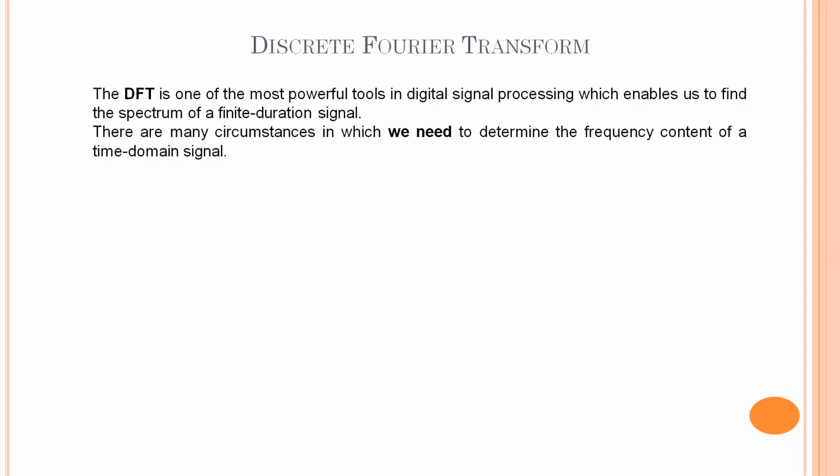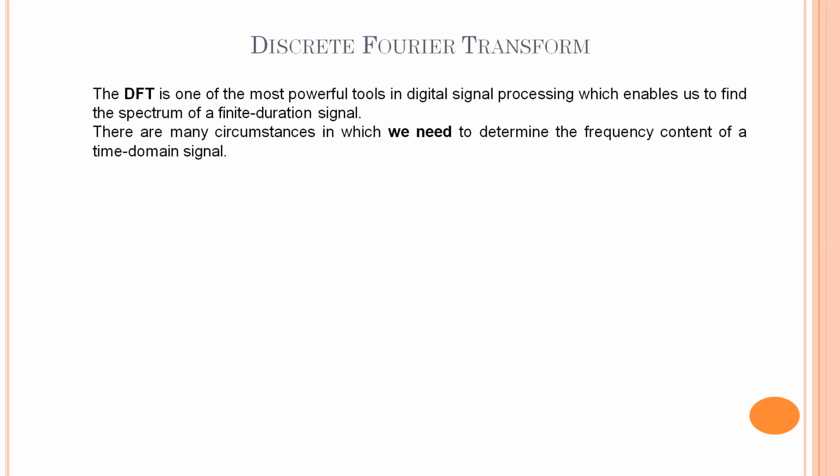We can separately analyze the amplitude with respect to time. We can separately analyze the phase with respect to time or frequency. That is frequency domain representation. And why are we moving to the discrete Fourier transform?